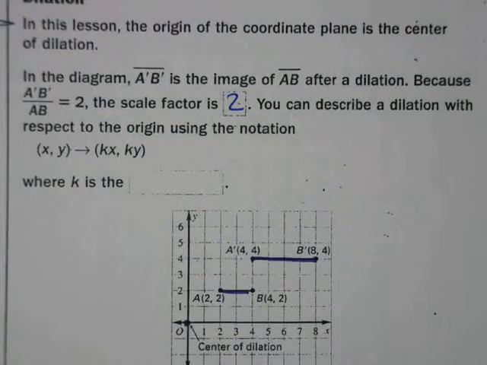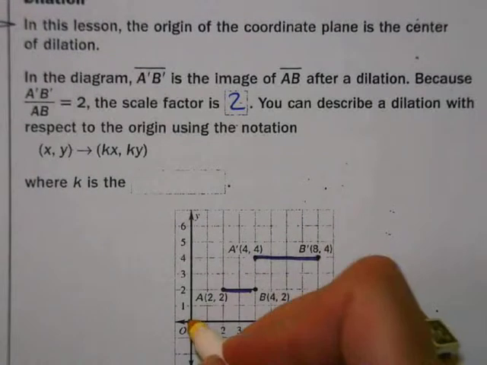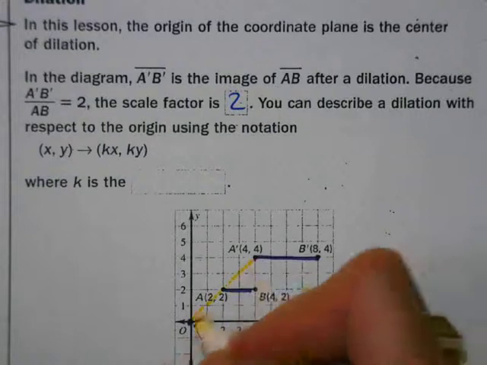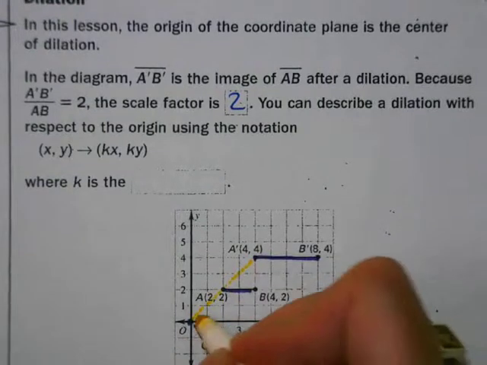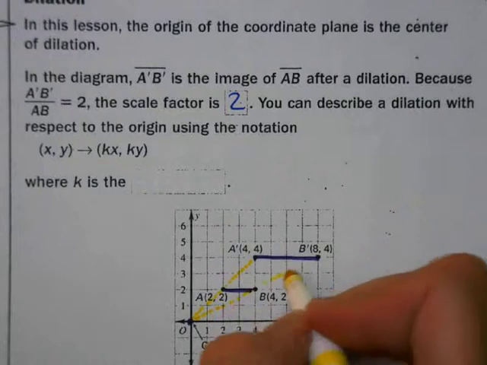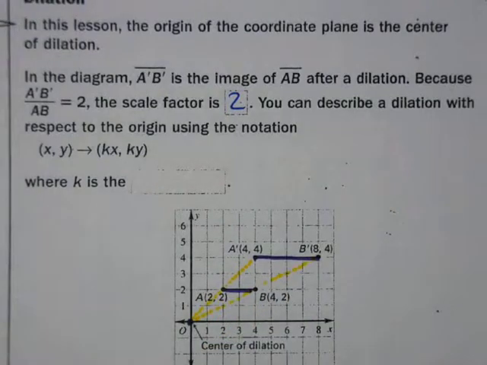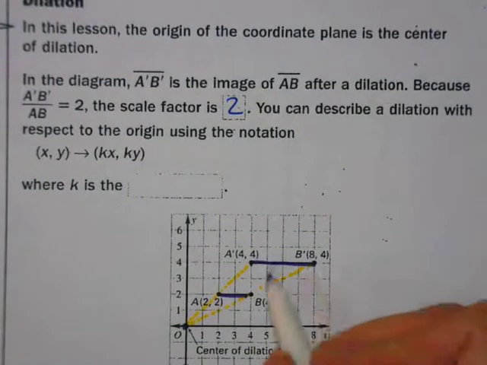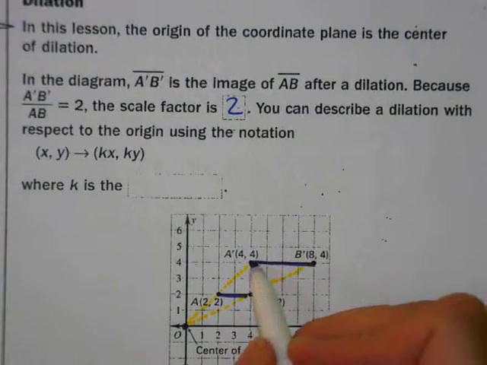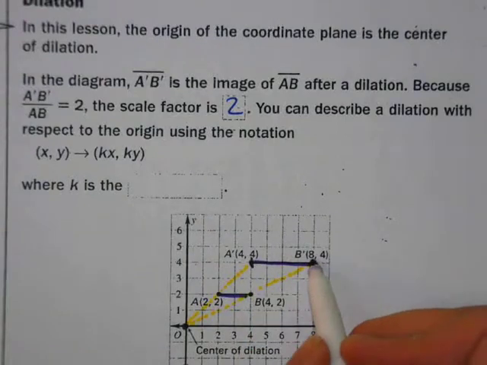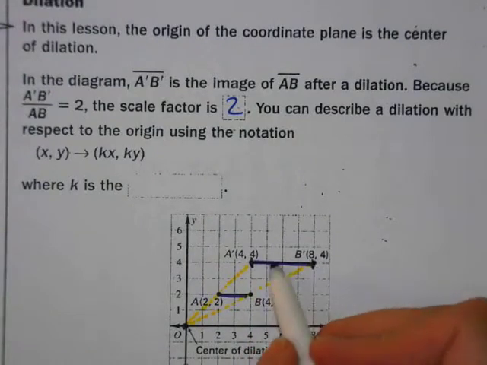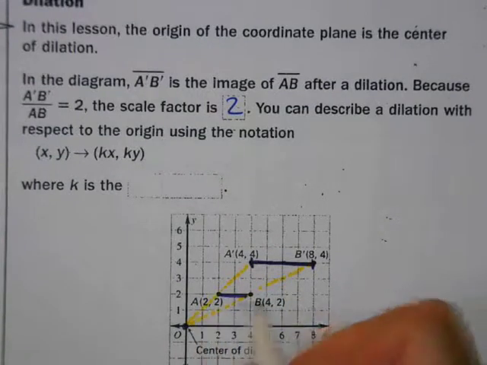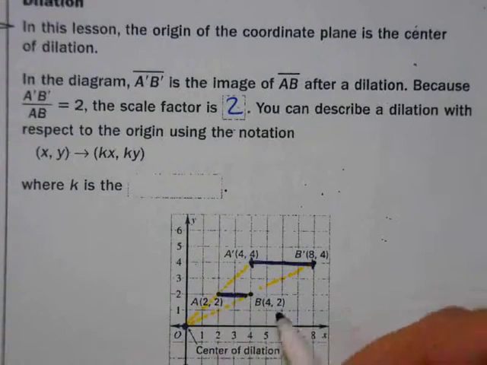So if I were to take this marker and show you, I could sort of draw a dotted line from the origin through point A, and I get to point A prime. I can do the same thing through point B, and I get to point B prime. It's like I'm blowing that line up. I'm making it bigger relative to the origin. This line here, from A prime to B prime, that's 4 units long. 1, 2, 3, 4. And this line here, AB, is 2 units long.